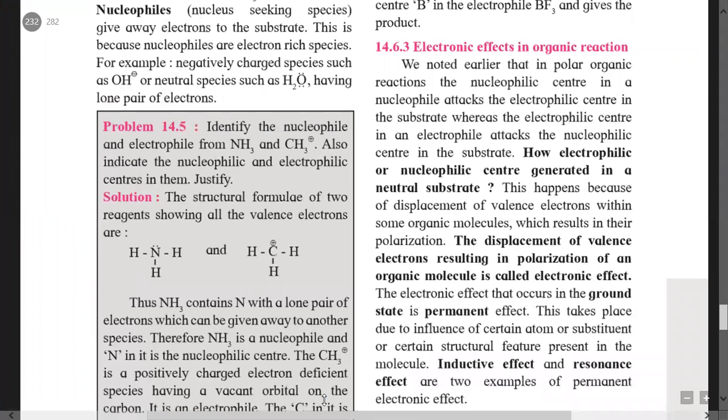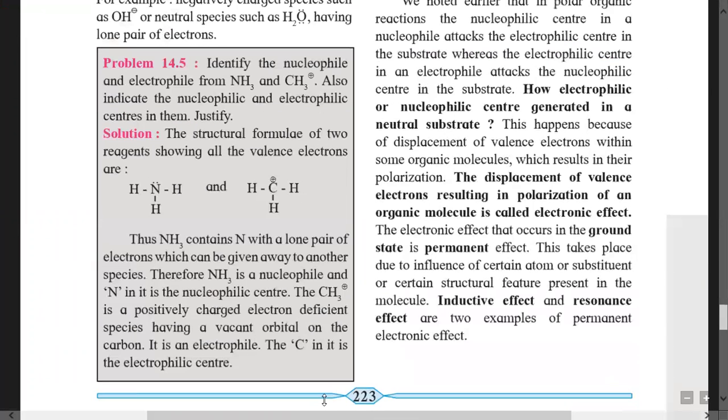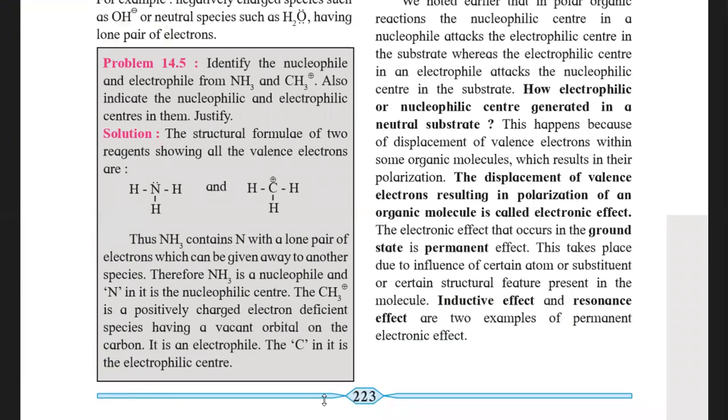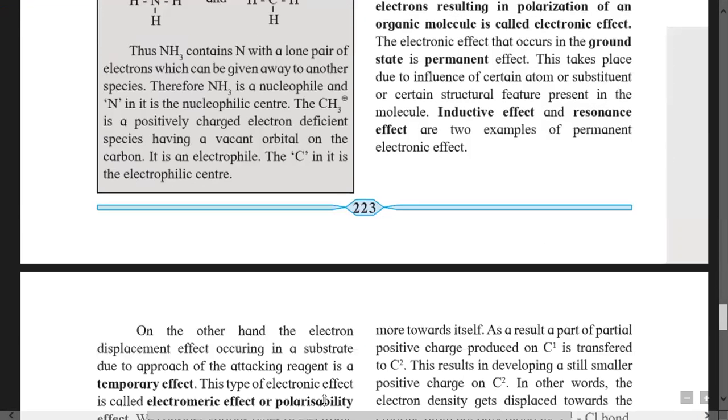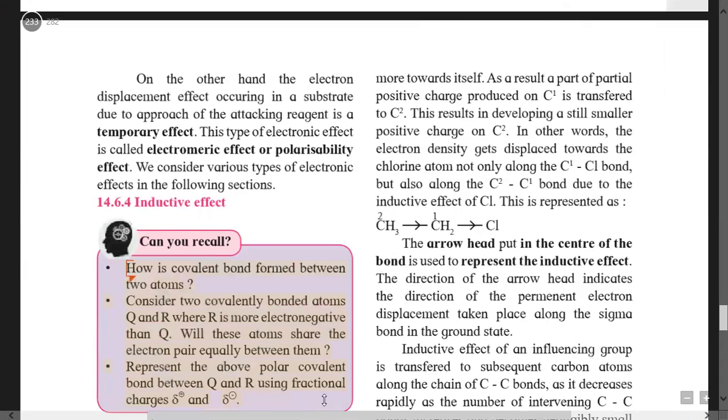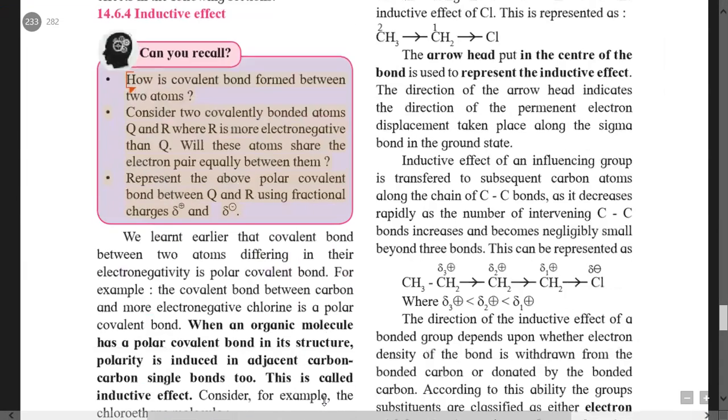In the last lecture, we had studied about electronic effects in organic compounds. We know these electronic effects are of different types like inductive effect, resonance effect, electromeric effect, and hyperconjugation. We will study all these effects in detail. So the first type of effect that we will study today is inductive effect.